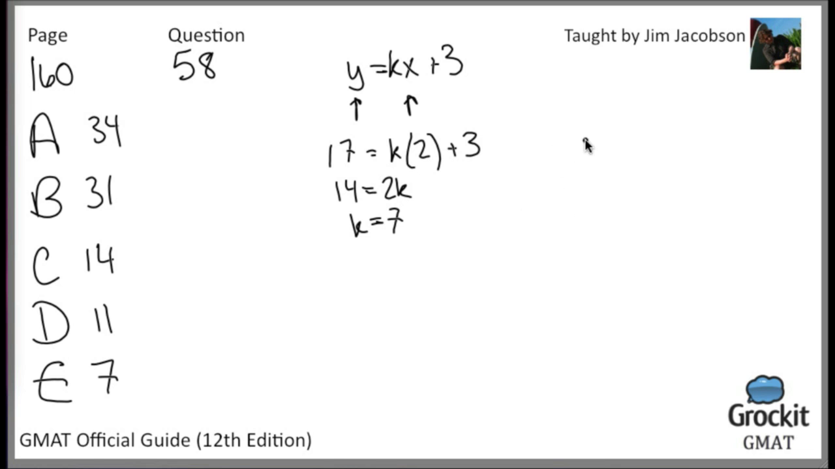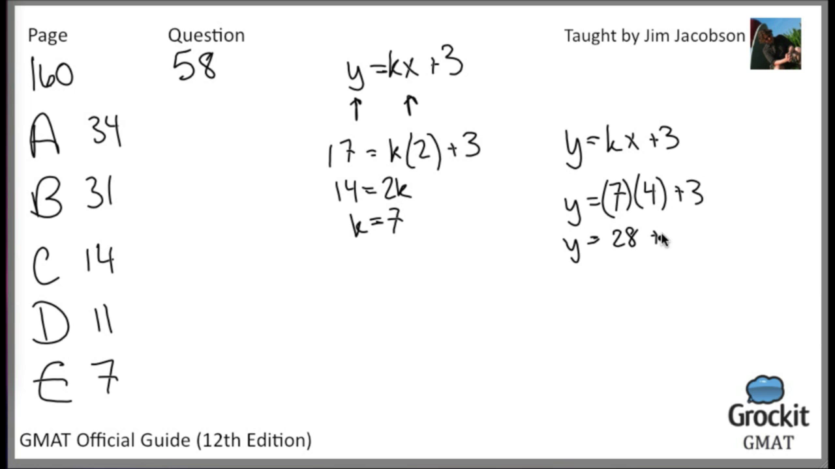So let's do that equation again. Same thing, y equals kx plus 3. But now we're replacing different things. We don't know what y is. k equals 7, remember. And we're trying to figure out what this is when x equals 4, plus 3. 7 times 4 is 28. 28 plus 3, so y equals 31.